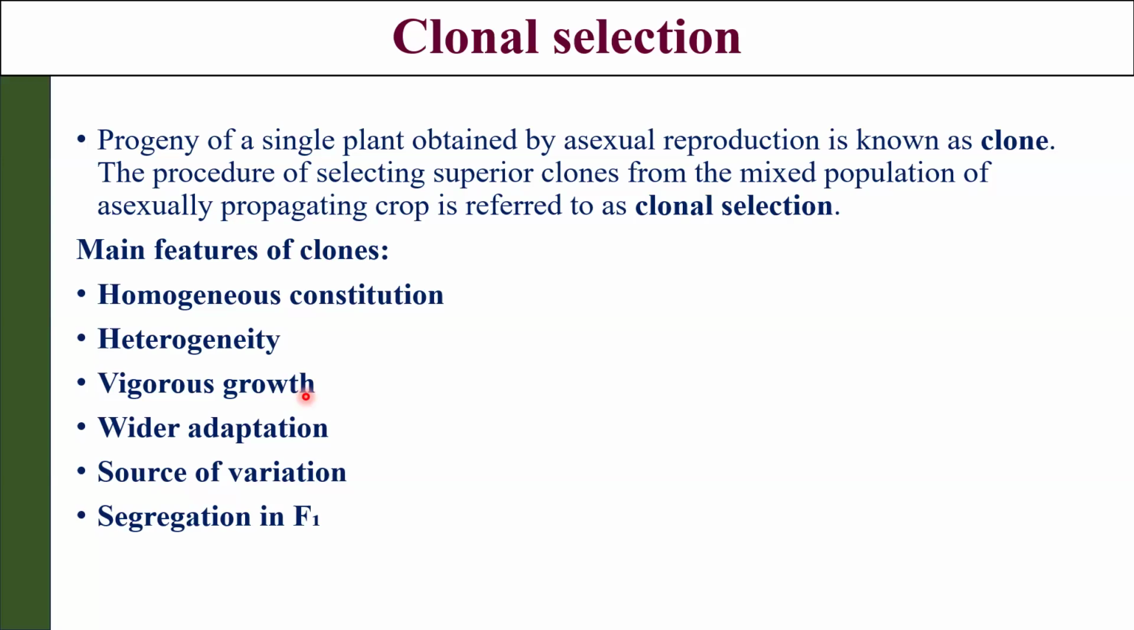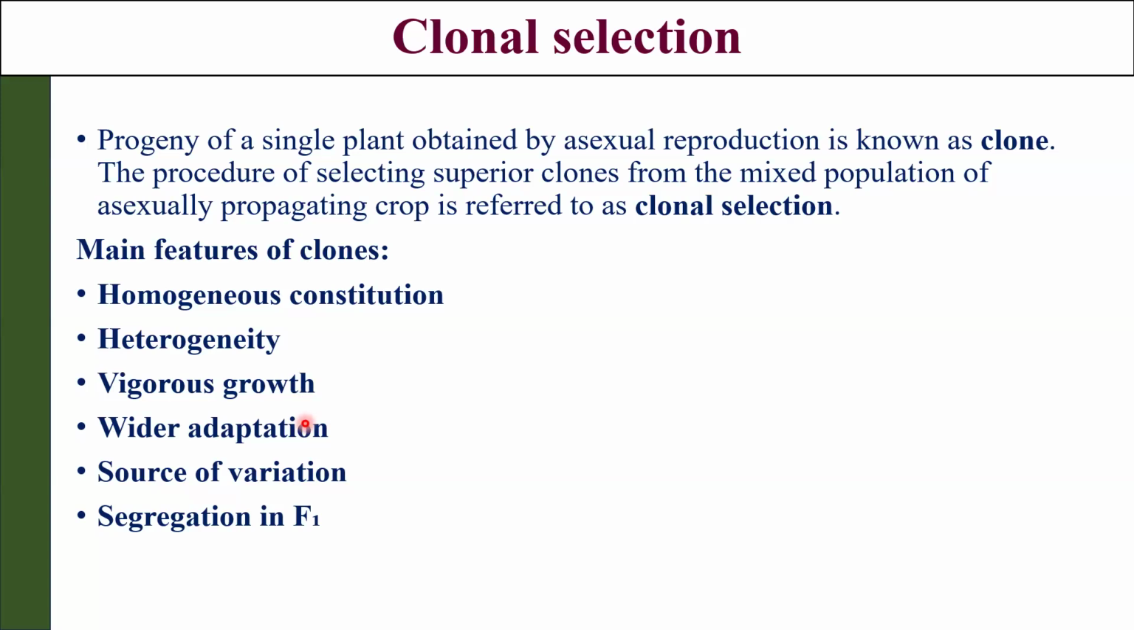They have very vigorous growth, and they generally have a wider adaptation, because normally the asexually propagated crops are heterozygous in nature, so more recombinants can be produced.